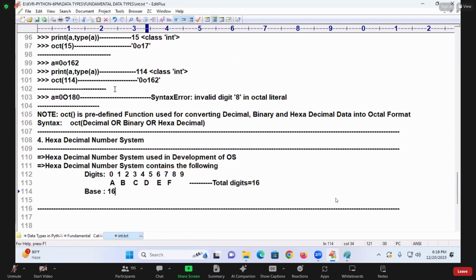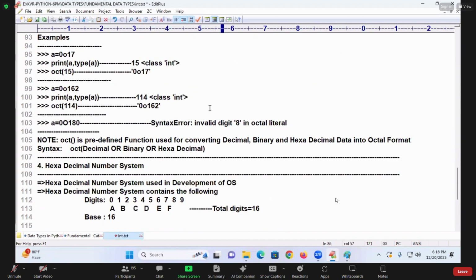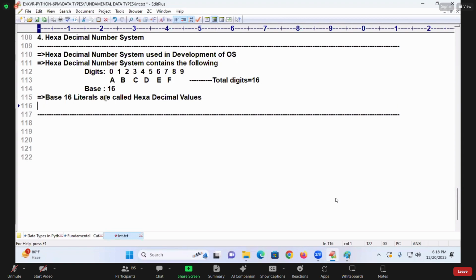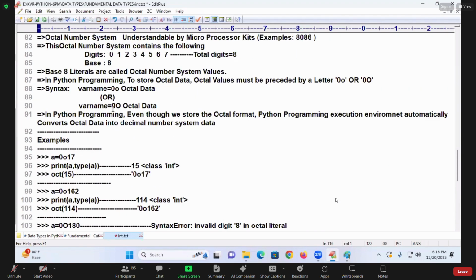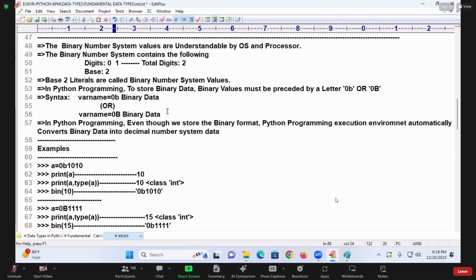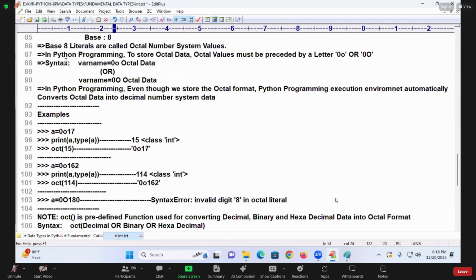So base 8 literals are called what, yesterday? Octal. Base 16 literals are called what? Hexadecimal values. Are you following? Now, how to represent this octal data? 0o. How to represent this binary data? 0b. How to represent this hexadecimal data? That is our concept now.